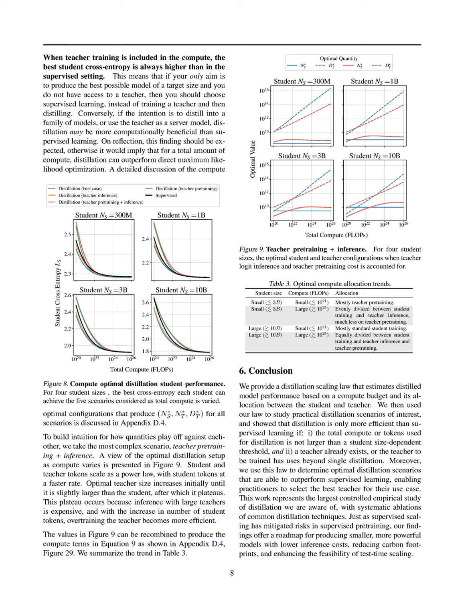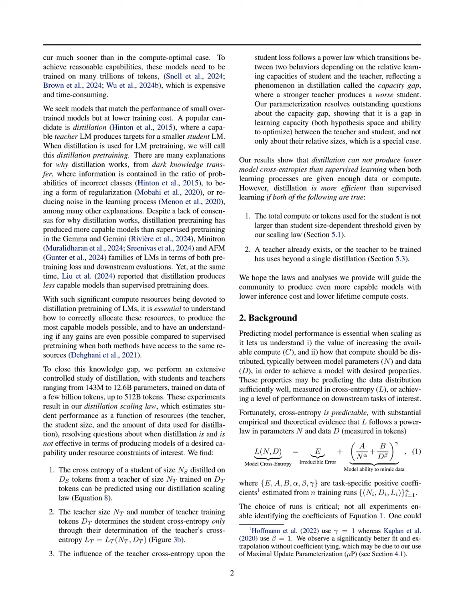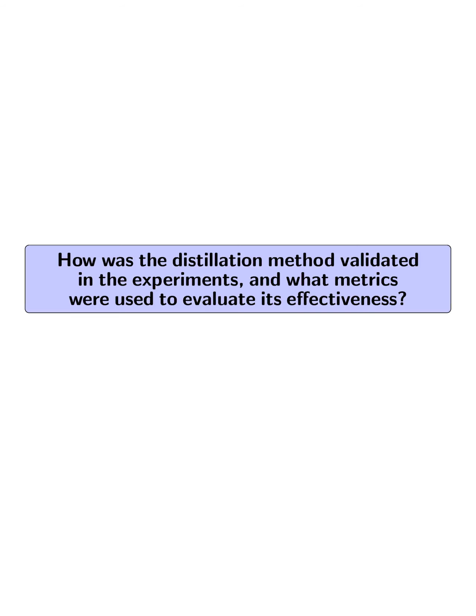Additionally, distillation can yield lower cross-entropy for the student model under certain conditions, such as when the teacher's performance is optimized, although it is noted that supervised learning will outperform distillation when sufficient data is available. Overall, distillation pre-training can be more resource efficient, enabling the creation of capable models with lower inference costs compared to traditional supervised learning approaches. How was the distillation method validated in the experiments, and what metrics were used to evaluate its effectiveness?